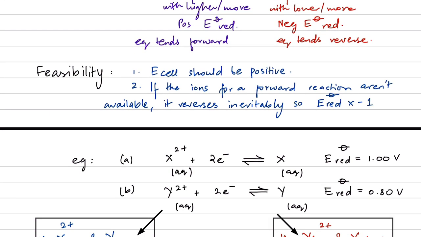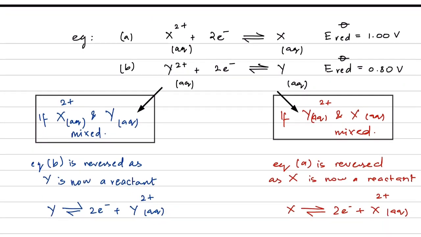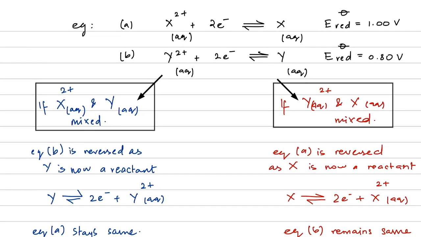The feasibility of any kind of cell is determined by the fact that the E cell should be a positive value. And we also have to understand that if the ions for a forward reaction are not available, it reverses inevitably. Now, allow me to explain the second point because we need to understand what's happening.